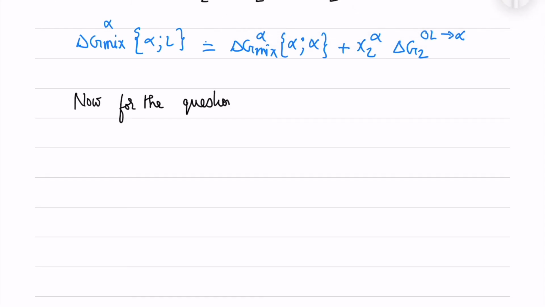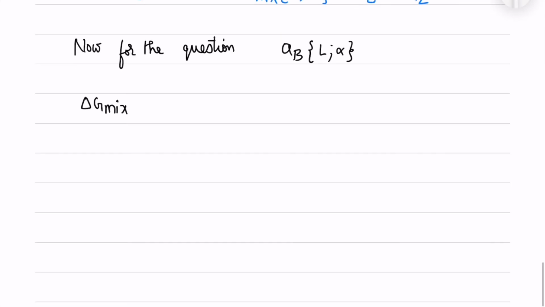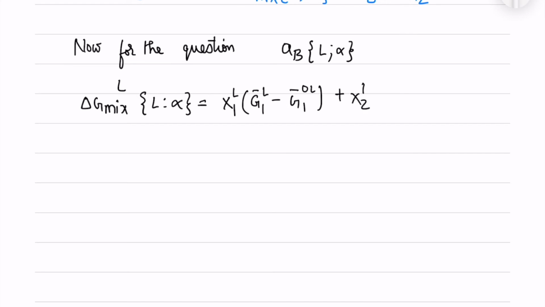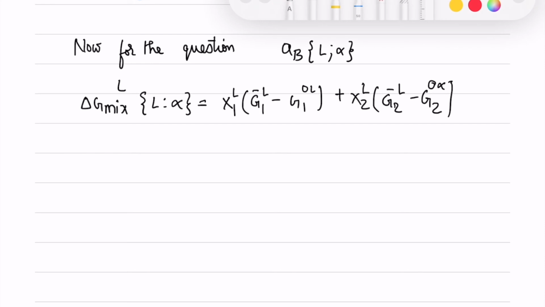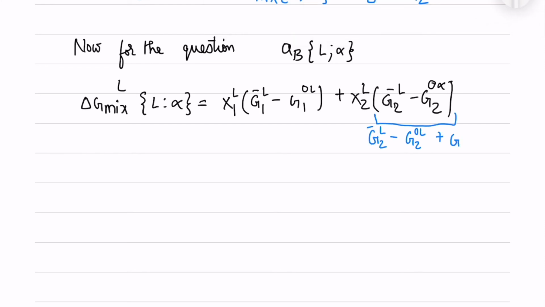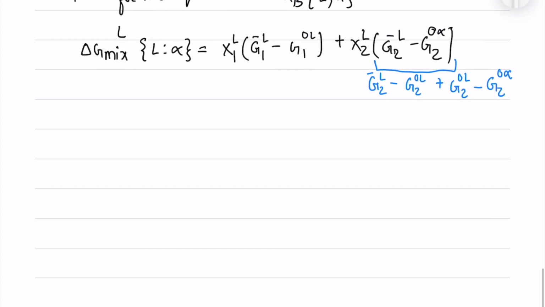So now for the question, we need to find the activity of B at liquid alpha reference state. So we already know, so we will do the same thing. So for the X1 component, the reference state is liquid, and the X2 component, the reference state is alpha. So here again, I will expand this as I have done in the previous thing. I'll input minus G2 0 alpha and input plus G2 0 alpha.